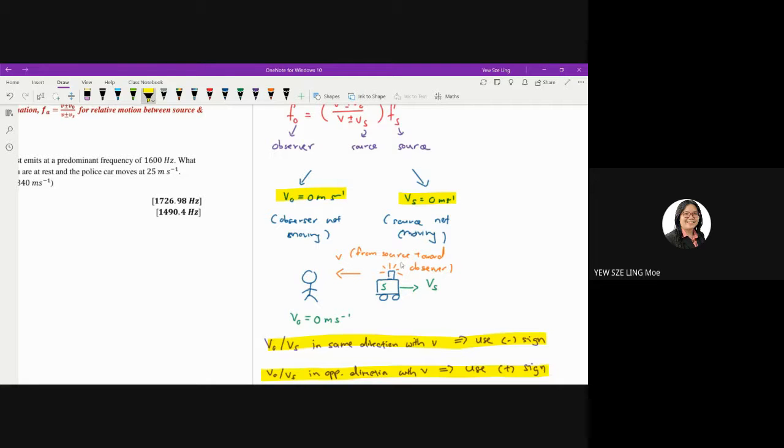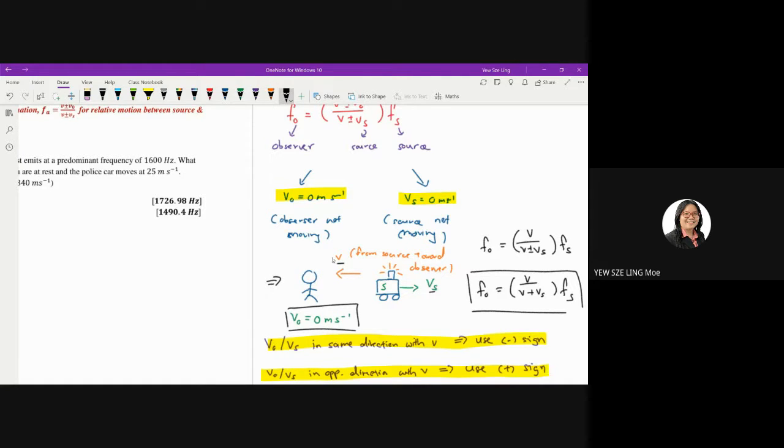So for example, in this diagram, I say VO is equal to 0, right? Therefore, my equation would be F naught equals V over V plus minus VS times Fs. This is the remaining term because my observer velocity VO is equal to 0. And according to the diagram, my VS is going to the right and V is going to the left. They are opposite direction. Therefore, the equation would be F naught equals V over V plus VS times Fs. So this is the equation that I'm going to use if this is what happened.